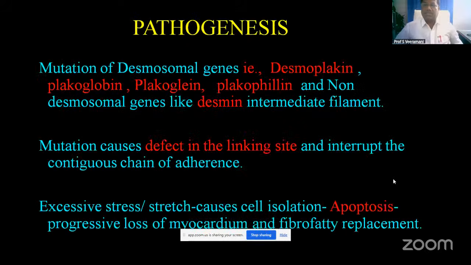And what is the pathogenesis of ARVD? There is mutation of desmosomal genes, that is desmoplakin, plakoglobin, plakophilin, and desmoglein, and non-desmosomal genes like desmin intermediate filaments, where the mutation causes a defect in the linking site and interrupts the contiguous chain of adherence, which results in excessive stress, and the stress causes cell isolation, that is apoptosis can happen, progressive loss of myocardium, and fibrofatty replacement in the place of myocardium is happening in ARVD.